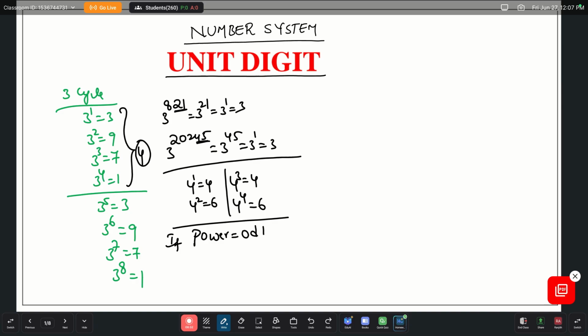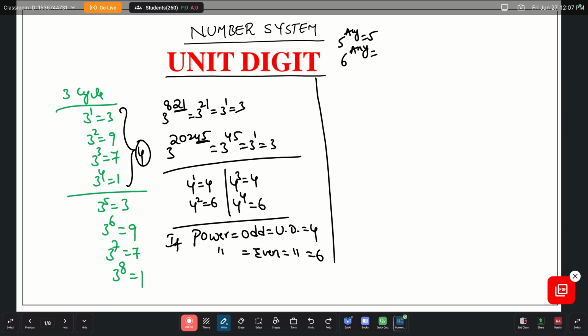Next వేరే నెంబర్స్ ఏమున్నాయంటే 4. 4 power 1 equal to 4. 4 square equal to 6. Next 4 cube అంటే again 6 into 4 equal to 4. 4 power 4, unit digit is 6. ఇక్కడ 4 లో ఏం చెక్ చేయాలంటే power. We need to check the power. If the power is an odd number, the unit digit will be 4. If the power is an even number, the unit digit equal to 6. సో 4 లో ఏదున్నా కూడా మనం చెక్ చేయాల్సింది ఈవెన్ నెంబర్ ఆడ్ నెంబర్ అని చెక్ చేస్తే సరిపోద్ది.